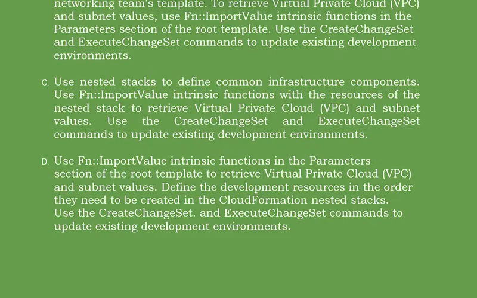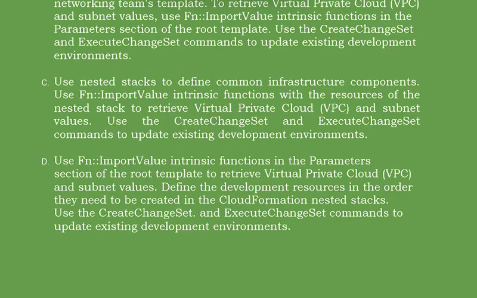Option C, use nested stacks to define common infrastructure components. Use Fn::ImportValue intrinsic functions with the resources of the nested stack to retrieve virtual private cloud VPC and subnet values. Use the create change set and execute change set commands to update existing development environments.